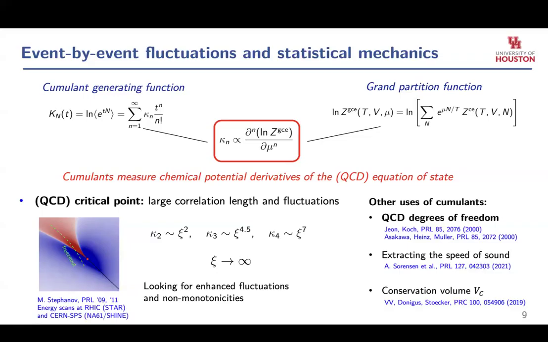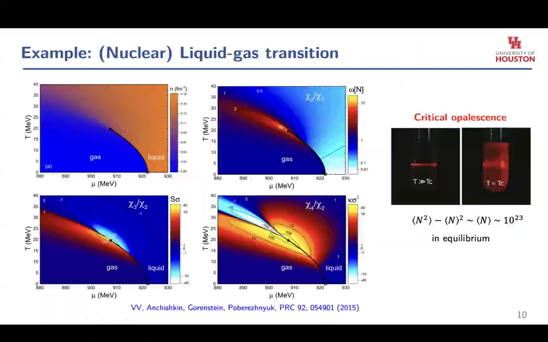There are other uses of cumulants. In the later part of my talk, I have this one, which I hope I will get to, and also things like speed of sound and balance functions, balancing between charges due to conservation laws, which can also be observed and analyzed with cumulants. But focusing on the critical point, this is an illustration of how, in equilibrium, cumulants would be nice probes.